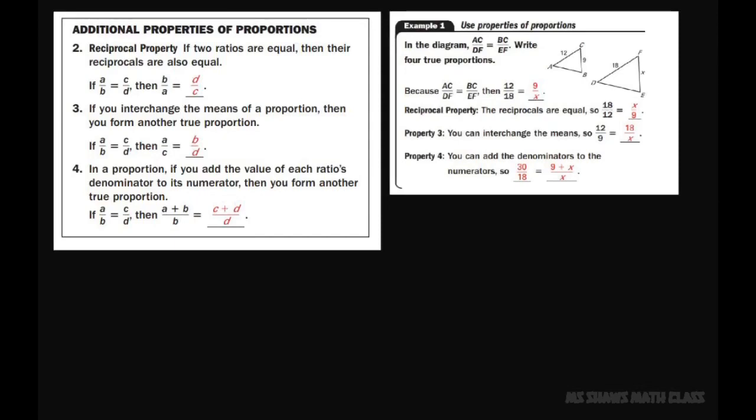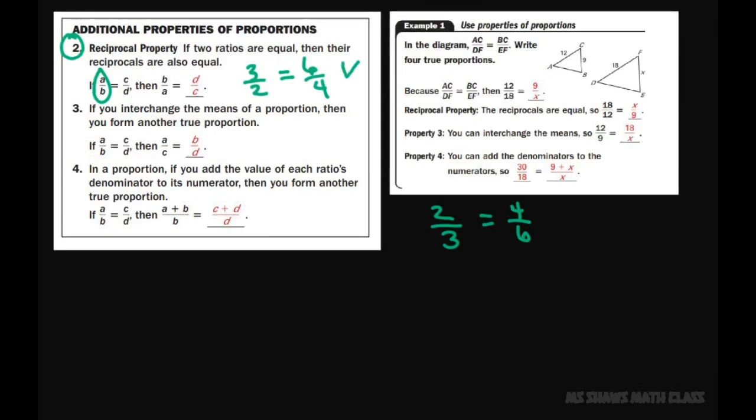Now, you have the reciprocal property. So basically, for your properties, I can rewrite this. So if I said 3 is to 2 as 6 is to 4, I can rewrite that and say this is 2 is to 3 as 4 is to 6. So that's what that says.